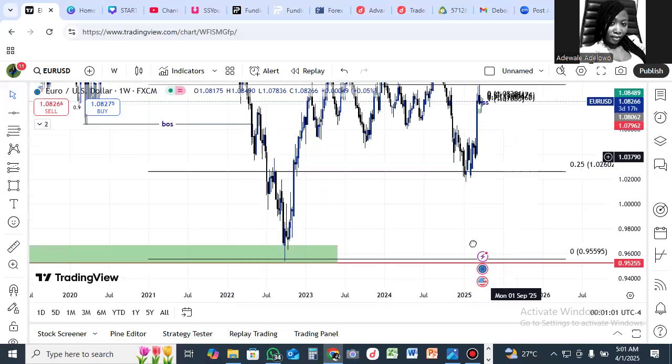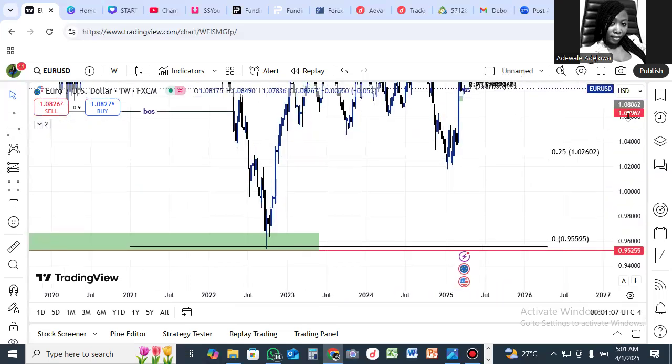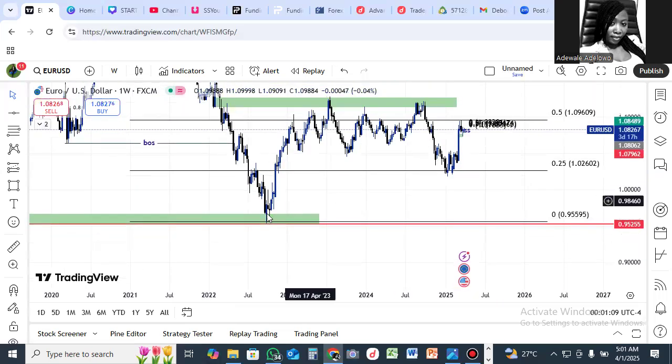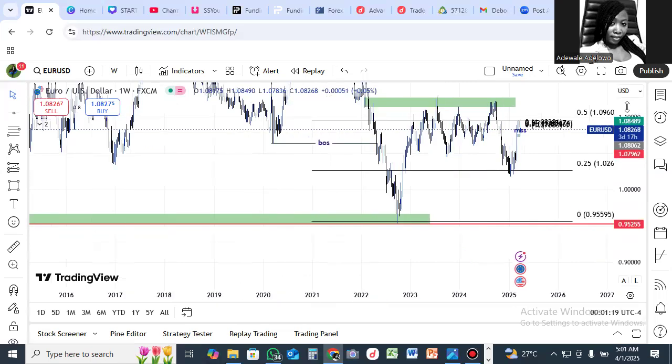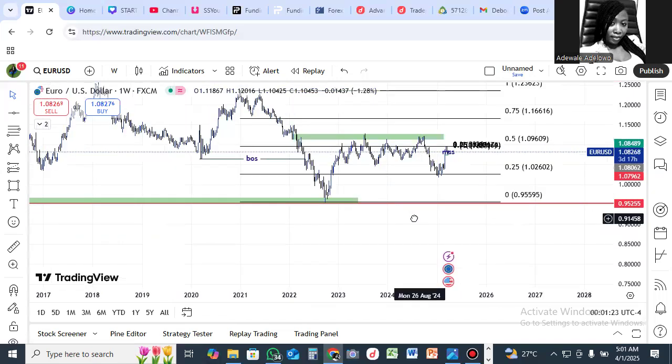It sold and it came back again into what? Into this volume balance, and it keeps selling down. Now he didn't have enough momentum to do what? To clear this liquidity, because this is the next external range liquidity that needs to be cleared, because generally, according to the weekly time frame, Euro USD is bearish. Take it or leave it.